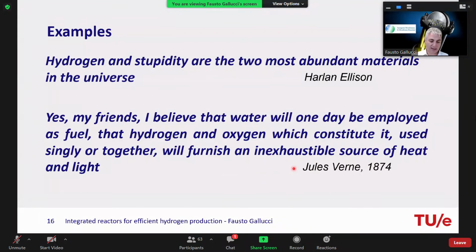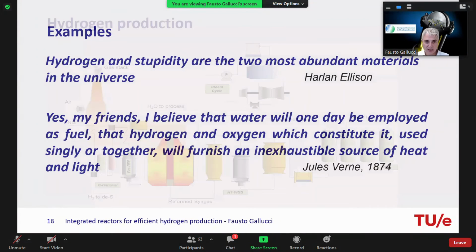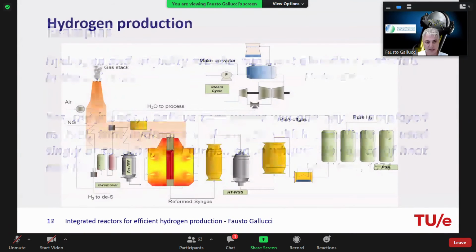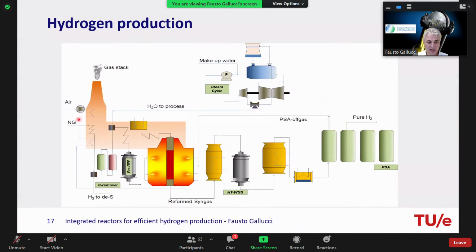Now, if you take the standard way to produce hydrogen, this goes through a system of different reactors. Most of the hydrogen is produced from natural gas. Natural gas is mostly methane. Normally, what we have is a very high temperature reactor where the methane reacts with steam and produces hydrogen and CO. Then we have to convert the CO to additional hydrogen, so we go to lower temperature and we go to the water gas shift.